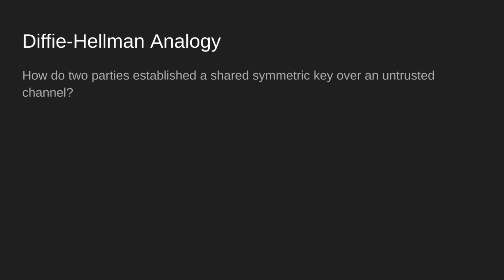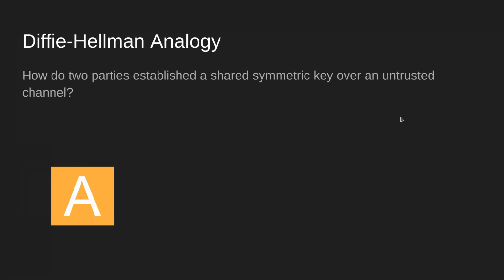Okay, so we're going to start out by talking about Diffie-Hellman. The primary question that Diffie-Hellman goes towards solving is how do two parties establish a shared symmetric key over an untrusted channel? With symmetric crypto, you need to have the same key in two different places, and if the parties never meet, how do they exchange that key information every time they want to communicate?